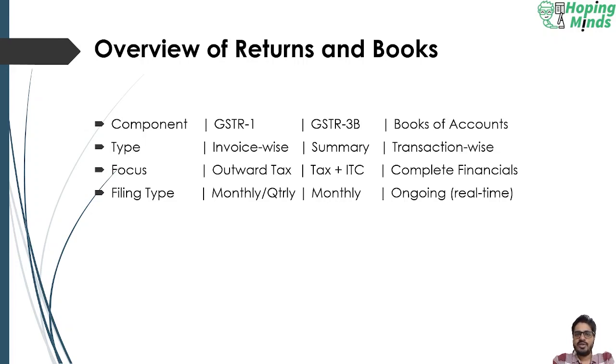Then the focus of GSTR 1 return is on outward supplies and corresponding taxes. GSTR 3B focuses on the outward supply taxes along with input tax credits, whereas our books focus on the complete financial records. Then the filing type is monthly or quarterly in case of GSTR 1. Also in GSTR 3B it is monthly or quarterly, and the entries in the books of accounts are to be done on a real-time basis.